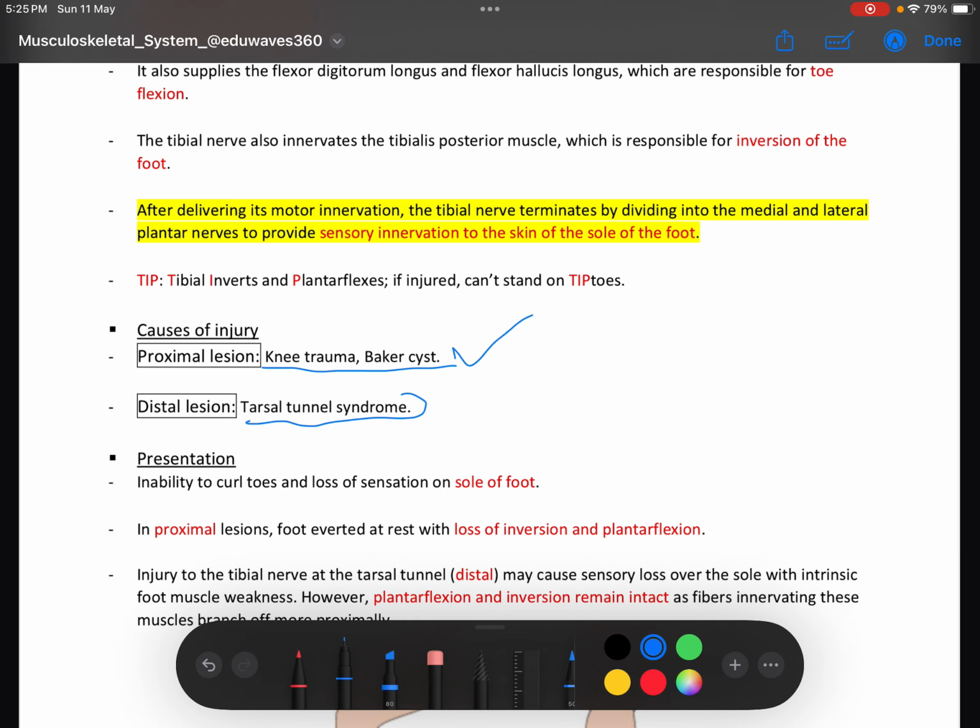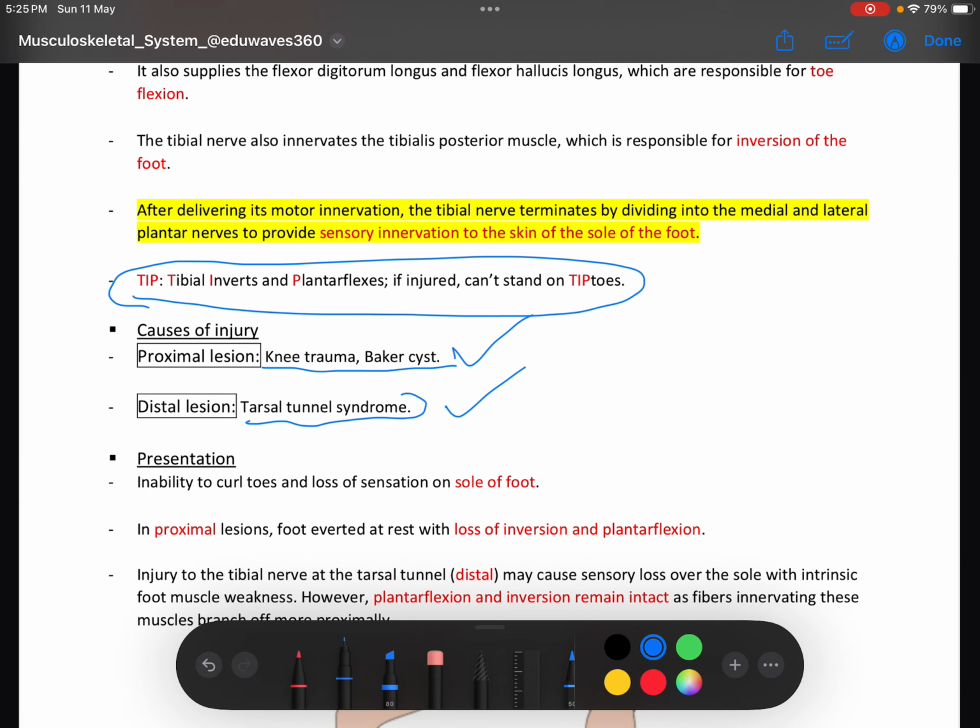Okay, so we have one mnemonic, that is TIP. If injured, the patient can't stand on tiptoes. TIP means T is tibial inwards and P is plantar flexors. Okay, so this is very important.